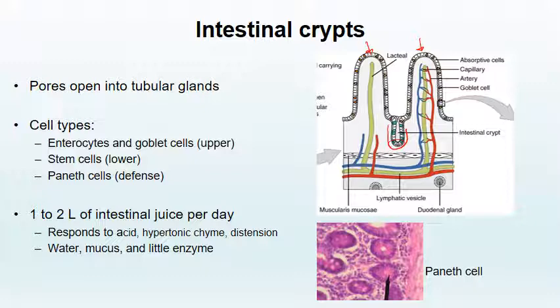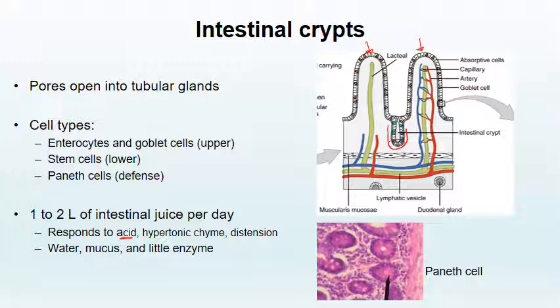Overall, our intestinal crypts do secrete intestinal juice. We are down in terms of the volume here. We're at 1 to 2 liters per day. Most of that is going to be in response to acid, hypertonic chyme, or distension. Those are the same things that we've already seen the small intestine responding to as we move stomach contents into the intestine.